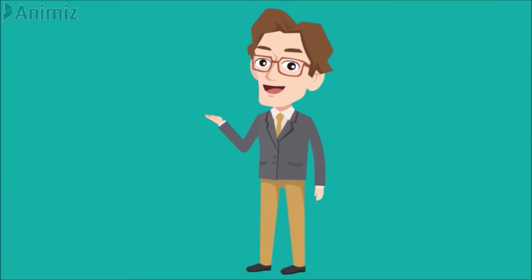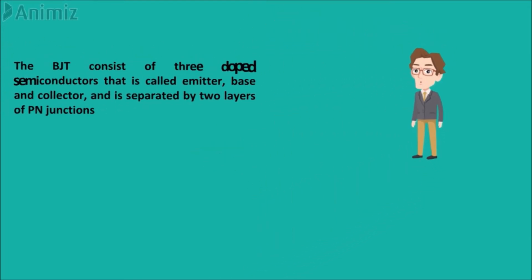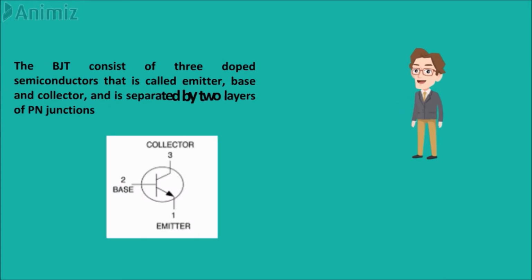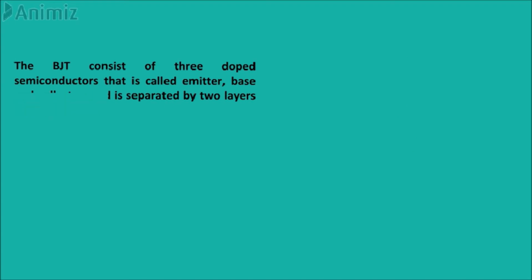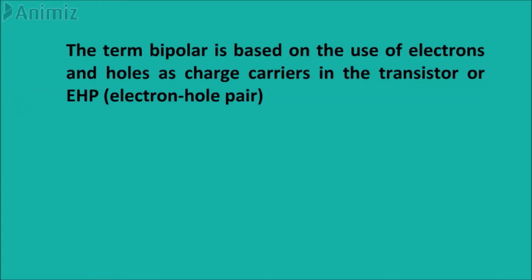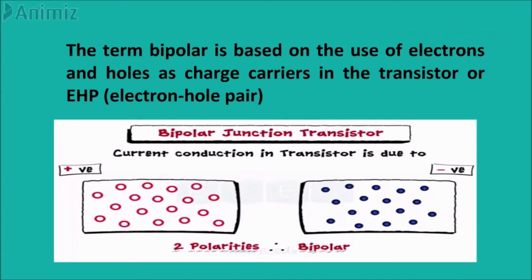The bipolar junction transistor, also known as BJT, consists of three doped semiconductors called the emitter, base, and collector, and is separated by two layers of p-n junctions. The term bipolar is based on the use of electrons and holes as charge carriers in the transistor, or EHP, known as electron-hole pair.